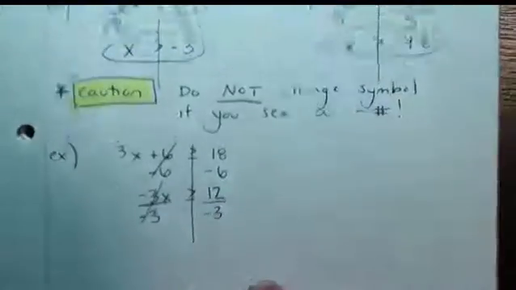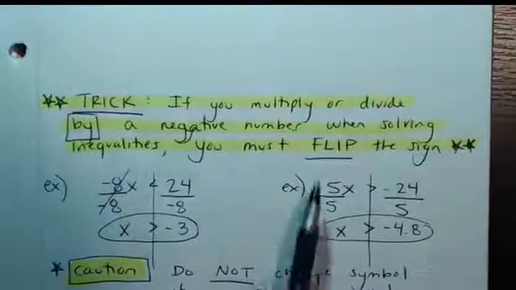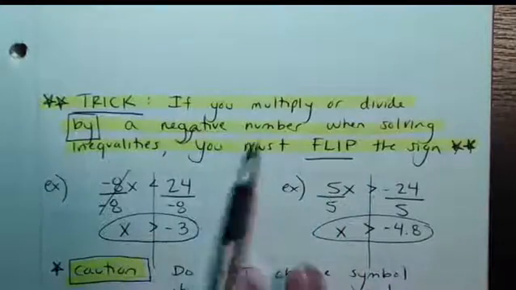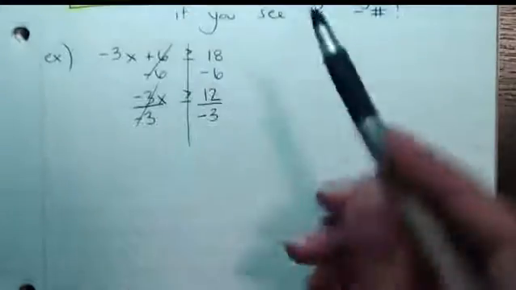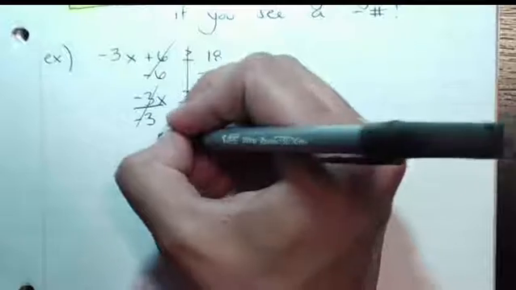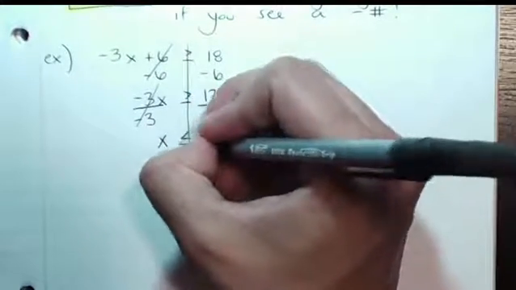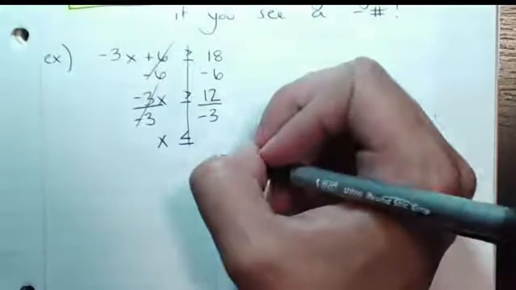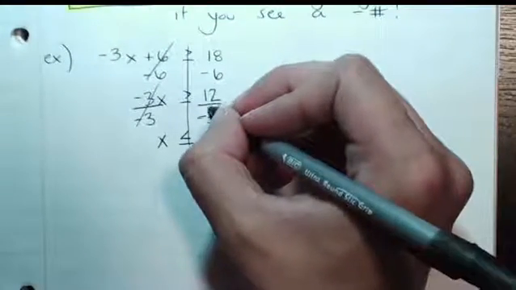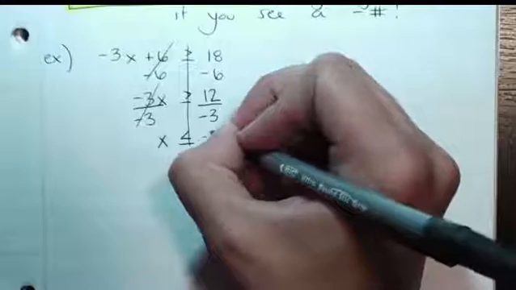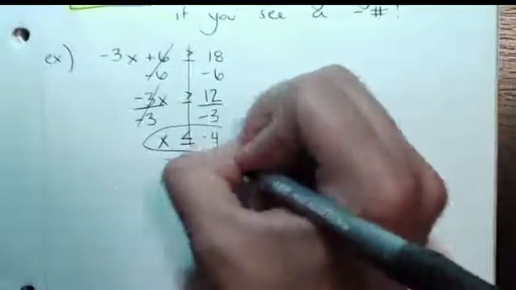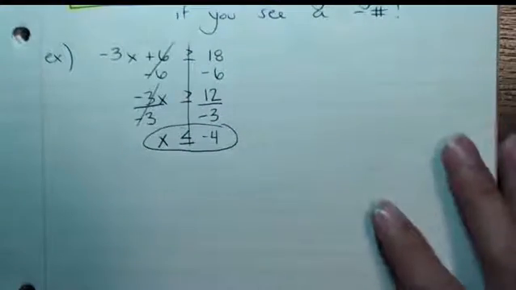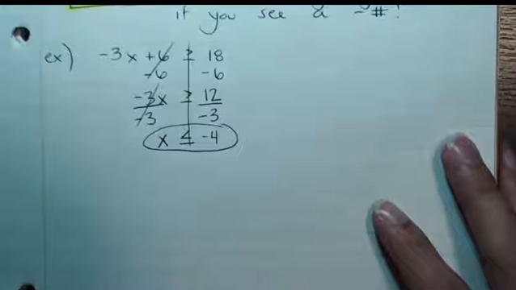I have to remember this trick. If I divide by a negative number, I need to flip the sign. So since I divided by negative 3, I'm going to flip it. It was greater than or equal to, now it should be less than or equal to. And 12 divided by negative 3 is negative 4. So your answer should have been x is less than or equal to negative 4.